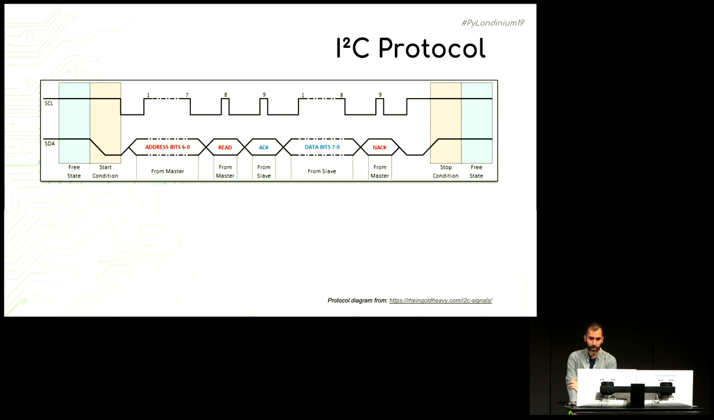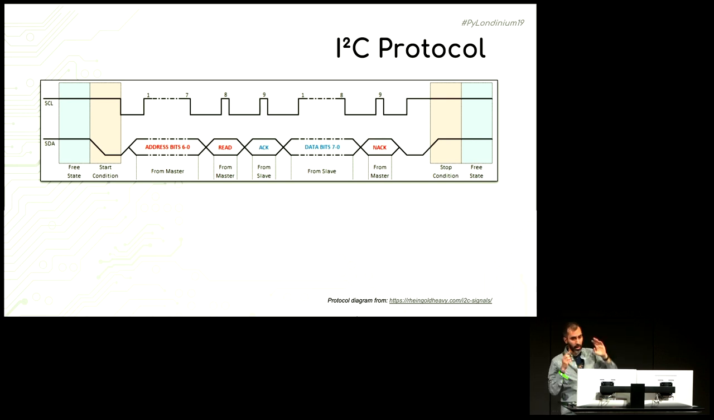So let's have a look at the signal again. This time it's a little bit different. A few more things happening here. So when the signals are idle, you have both signals high, and all the messages are started by the master. So when the master wants to send something, the first thing they'll do is send the start condition. So it pulls the data low for one clock cycle, and it starts sending the clock.